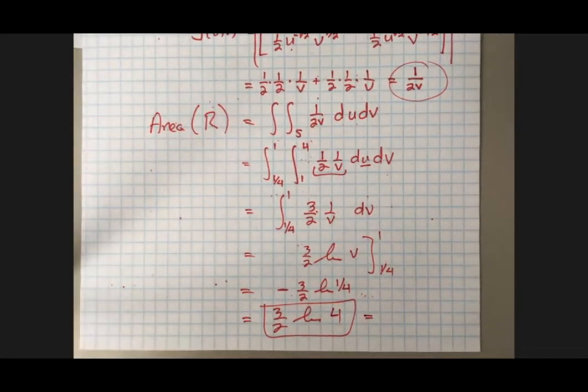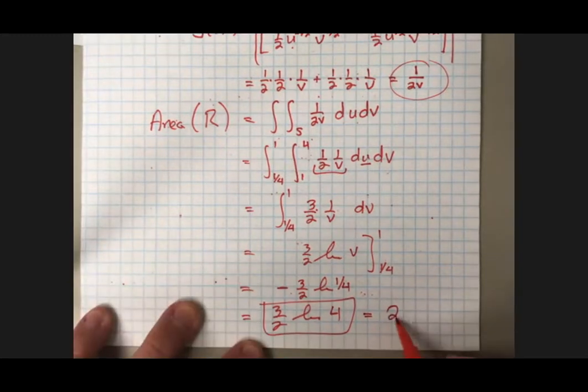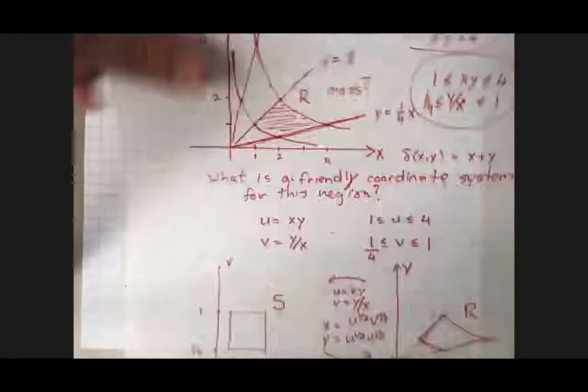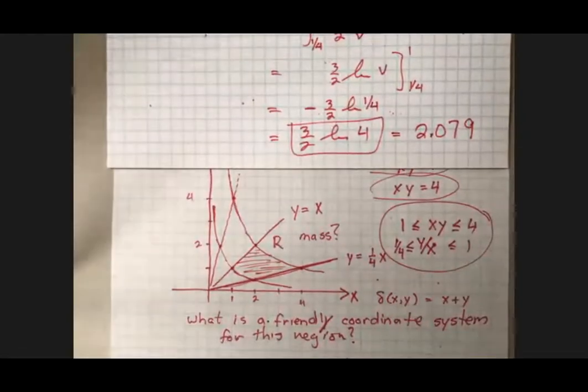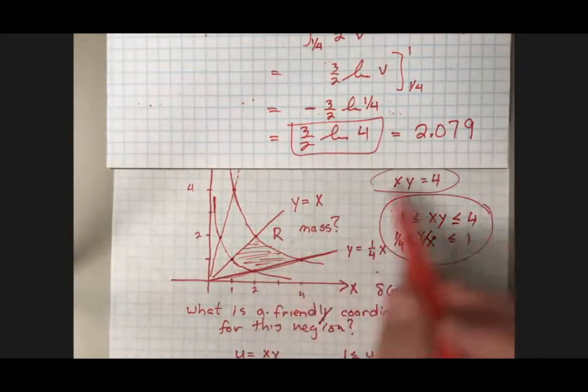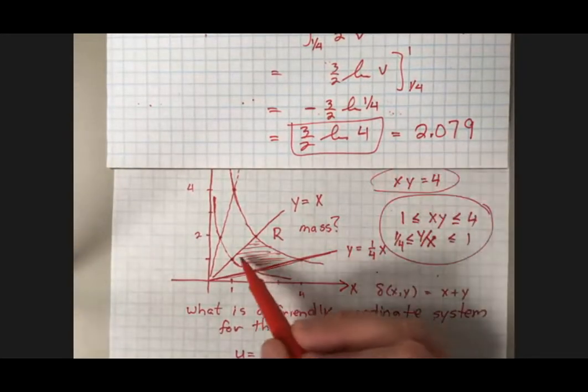I'm just curious what that is. And we're reaching the end of our time, but just let me type in 3/2 natural log 4. 2.079 approximately. Let's go back to this region up here. I didn't do the mass, I just did the area. But the area of this region is 2.079 approximately.